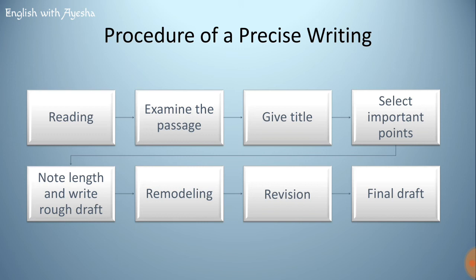Then the next step is remodeling, in which we should note down that it should be in our own words, it should be complete, it should be a connected whole, it must be in simple, direct and idiomatic language, and we may omit repetitions, illustrations and examples. And then we revise it, and while revising we should keep in mind that its length is within the limits, and correct all mistakes like spelling, punctuation, grammar and idiom, and the language must be simple and direct. Then the last step is the final draft, where we write the fair, neat copy prefixing the title that we have chosen. So these are the steps of the procedure of précis writing.